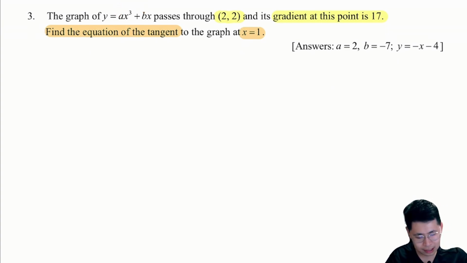Now let's think about the heuristics of working backwards also. We will end with the equation of tangent.